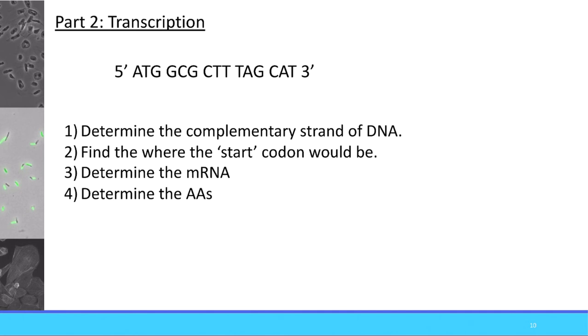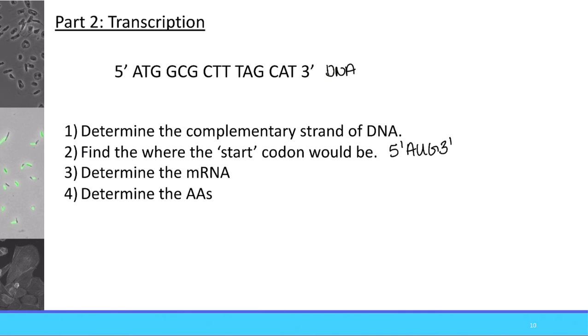So I encourage you to pause the video, and with this strand of DNA here, there's a couple things I want you all to do. So first, I want you all to determine the complementary strand of DNA, to find where the start codon would be. So recall that our start codon is, from 5' to 3', an AUG in RNA, and so that means in DNA it's got to be ATG. And then determine the mRNA and determine the amino acid. So this will give you practice with that codon table as well.